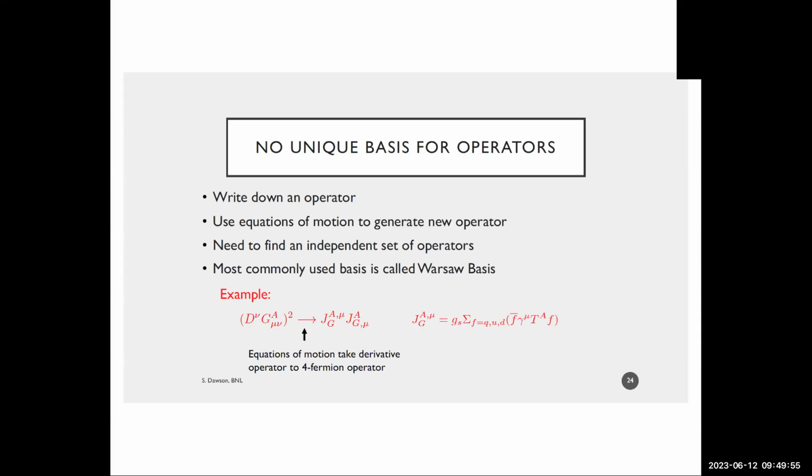It actually took people almost 20 years to go from this step to this step to make sure that they'd actually had an independent set of operators where they couldn't transform from one to the other.